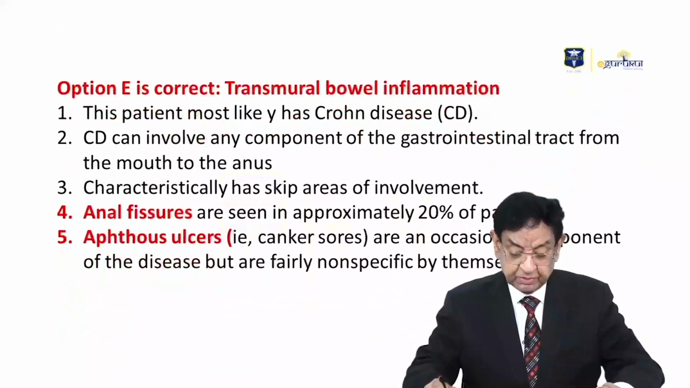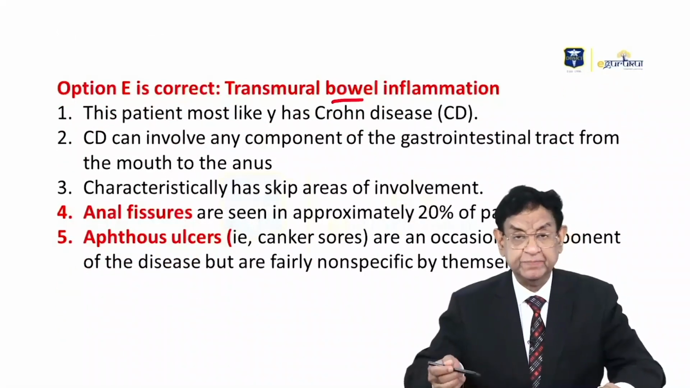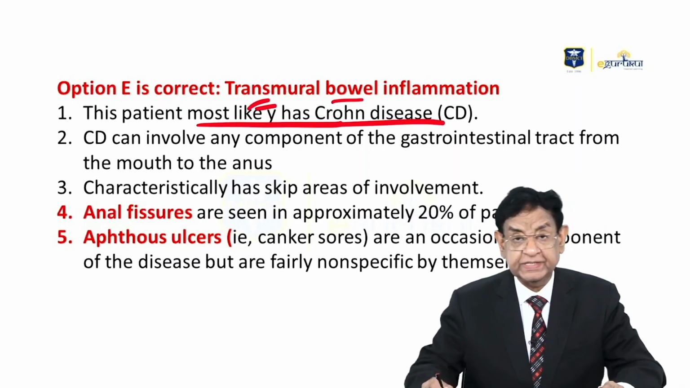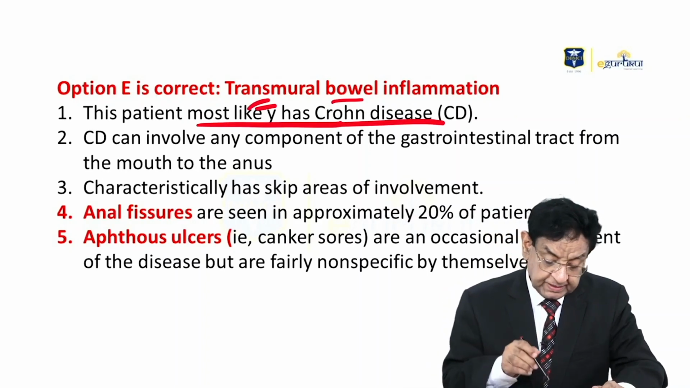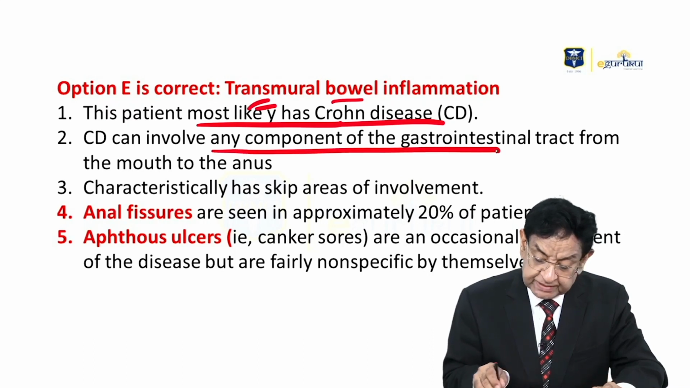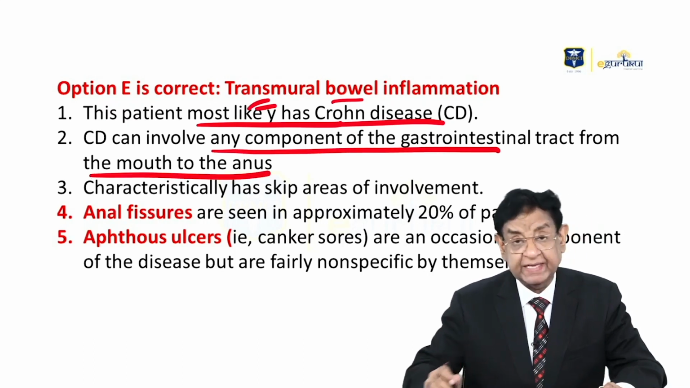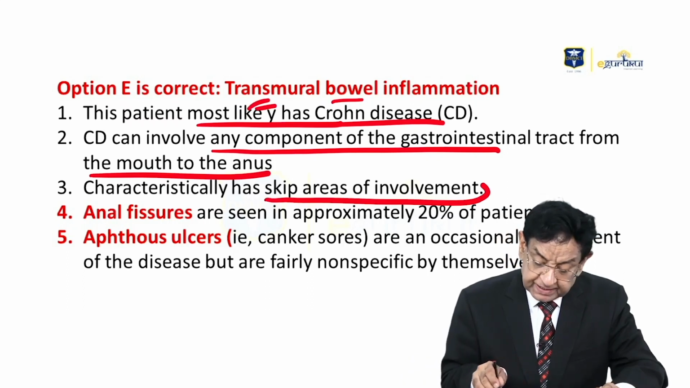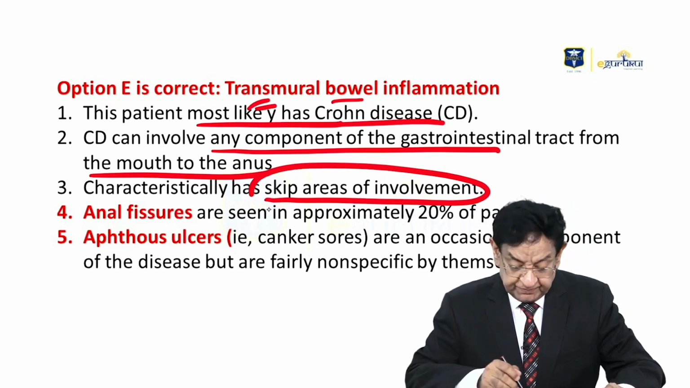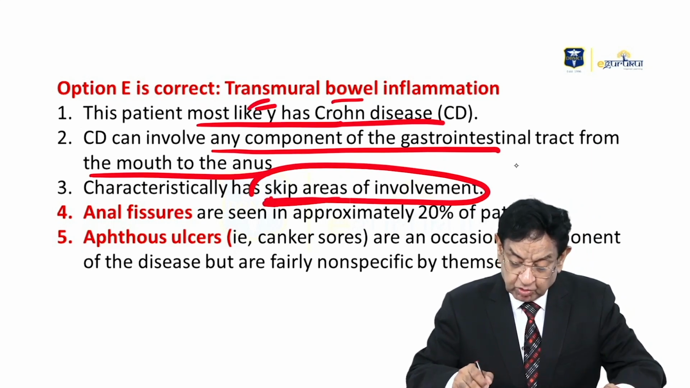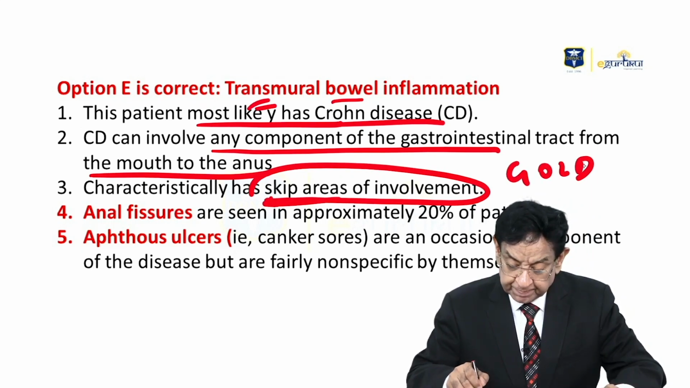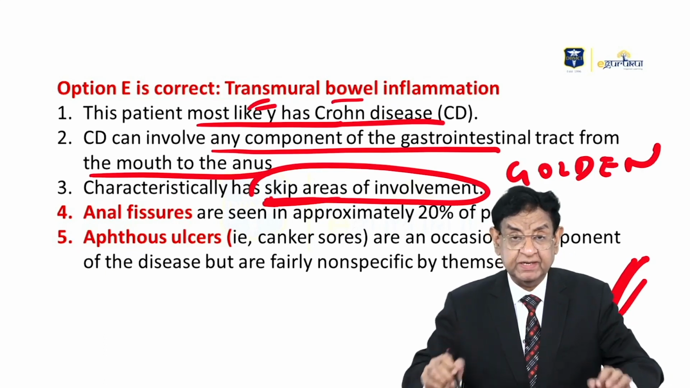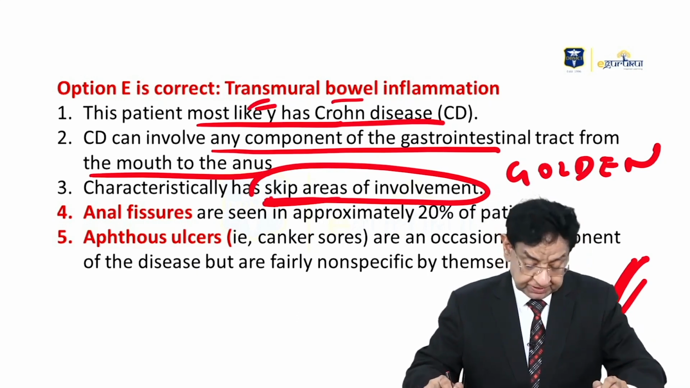Answer is transmural bowel inflammation. This patient has most likely Crohn disease. This can involve any component of GIT, right from mouth to anus. Classically, skip lesions are seen. If you are getting the word skip lesion, this is a golden line to remember. Okay, skip lesions are seen in Crohn disease.